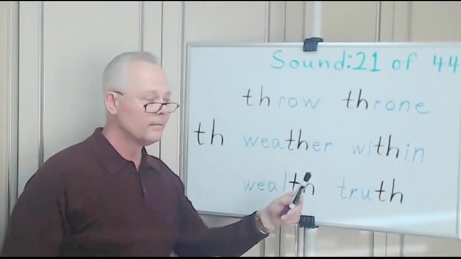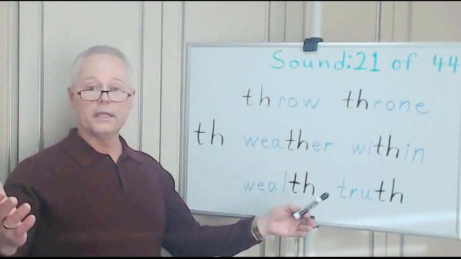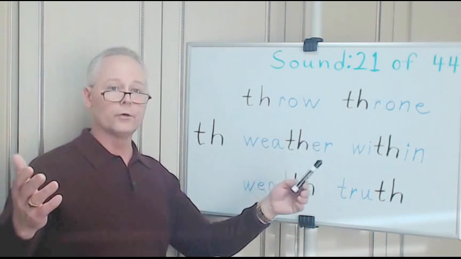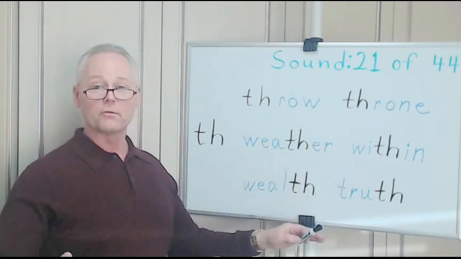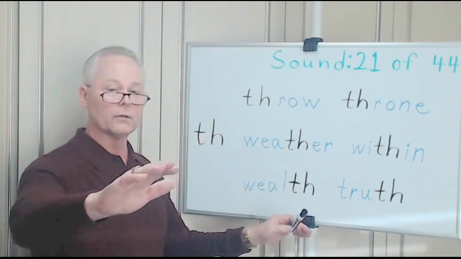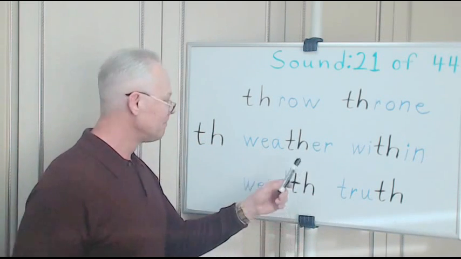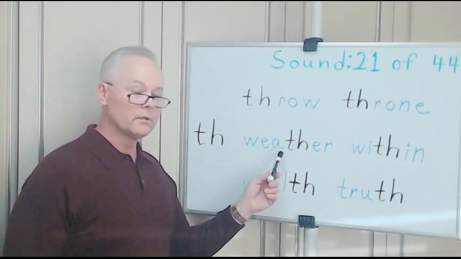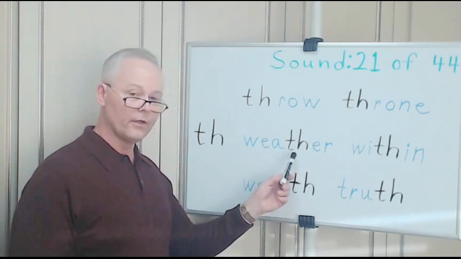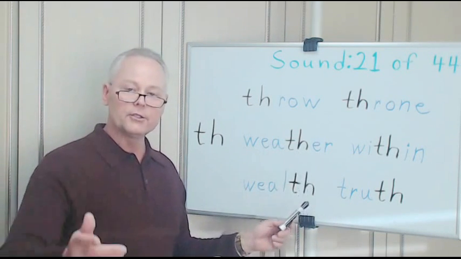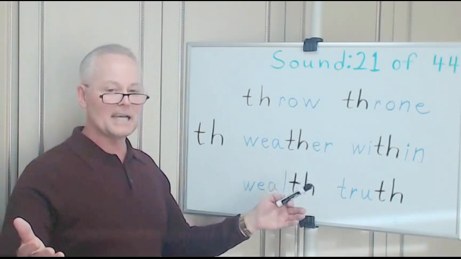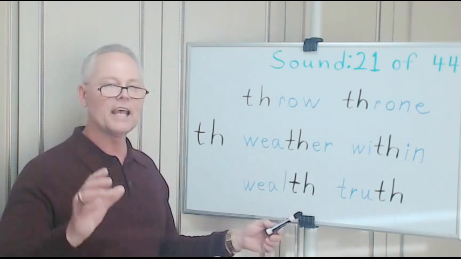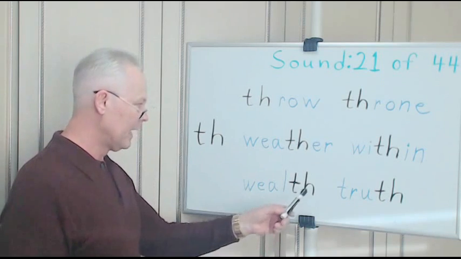Throne. Someone of royalty, a queen, a king, a prince, a duke, a princess, sits on a throne as they rule their empire. We have the word weather. Is the weather beautiful where you are? It certainly is where I am. It's a beautiful day. We have great weather.